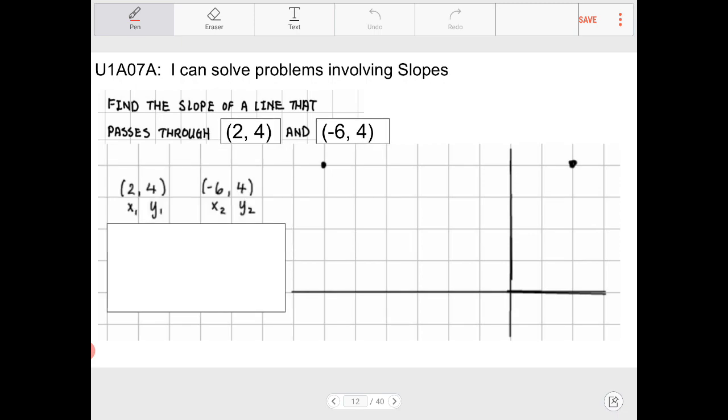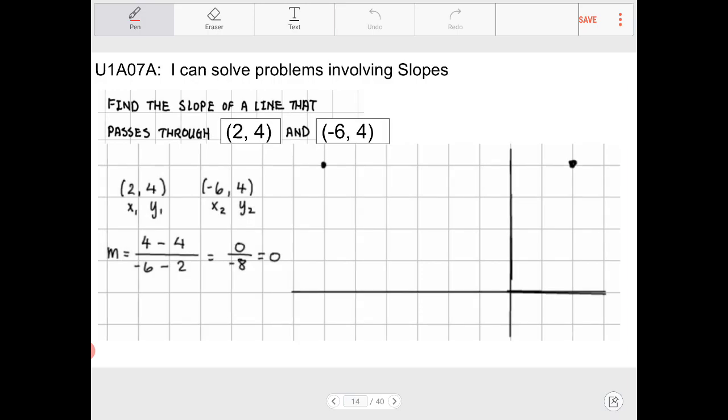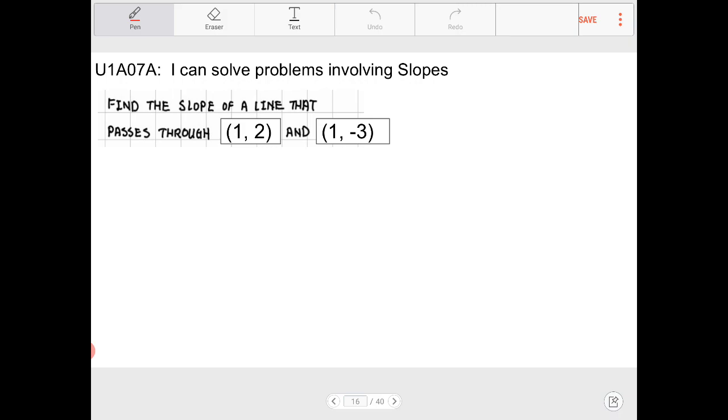If I apply the slope formula, x1, y1, x2, y2, I figure out that the slope of this line segment turns out to be, because there's no rise, but there is run, 0. As a matter of fact, all horizontal lines must have a slope of 0. This is a fact.